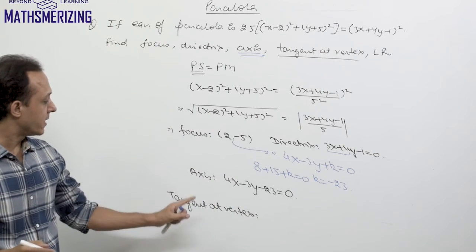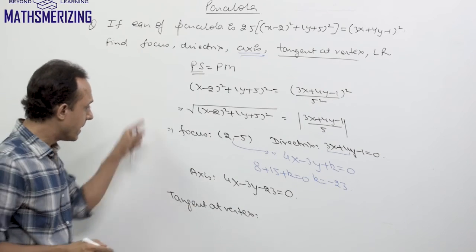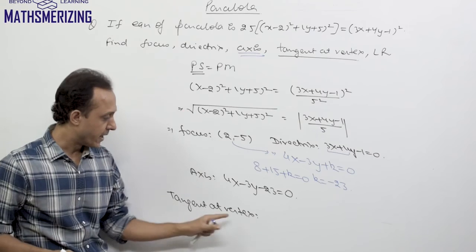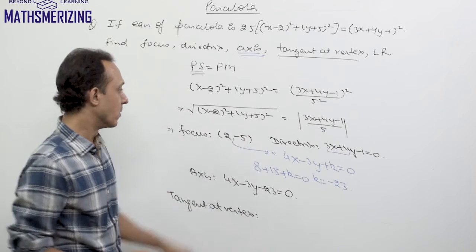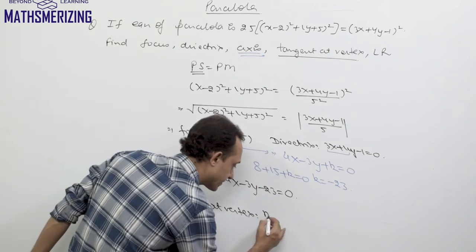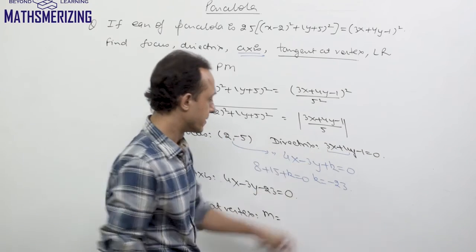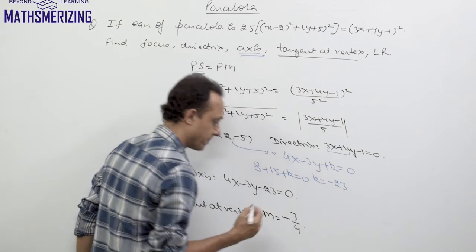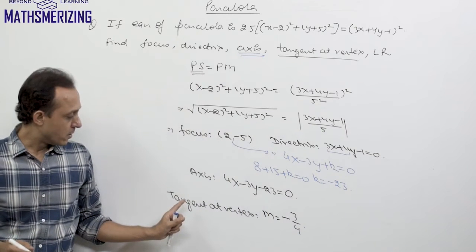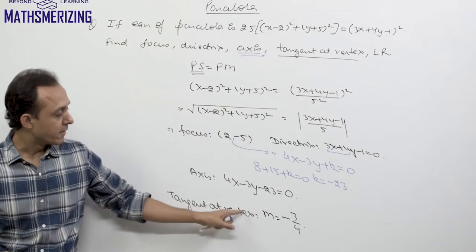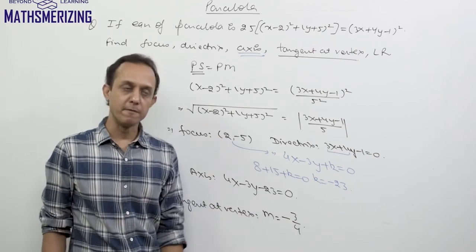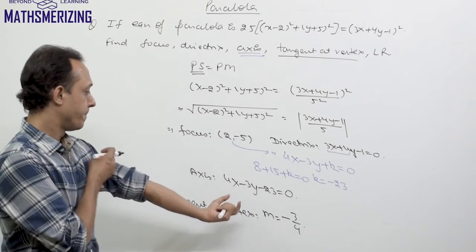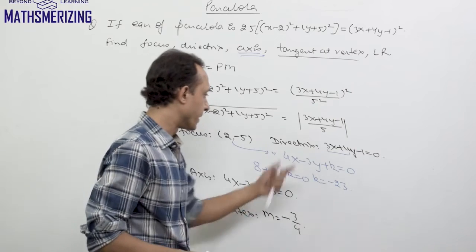We'll also need to write the equation of the tangent at vertex. Now the tangent at vertex will be parallel to the directrix and will pass through the vertex. So what is the slope of the directrix? The slope of the directrix is simply minus coefficient of x upon coefficient of y, so it will be minus 3 by 4. So the slope of this tangent at vertex will be minus 3 by 4. Now we'll also need to find the coordinates of the vertex.